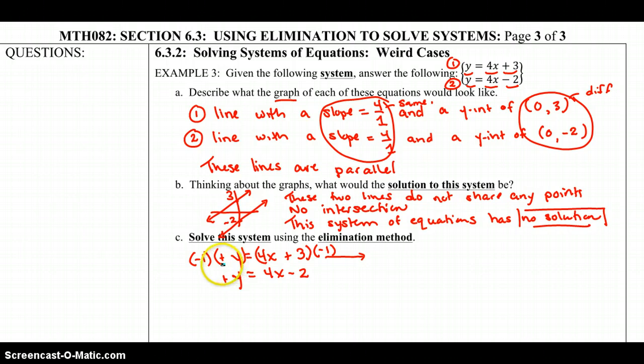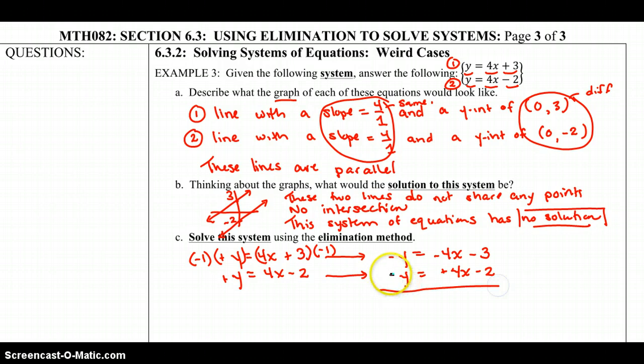So negative 1 times a positive y, we're going to get negative y equals, and over here when we distribute the negative, we'll get negative 4x minus 3. And then this equation we're just going to leave alone. So we get y equals positive 4x and minus 2.